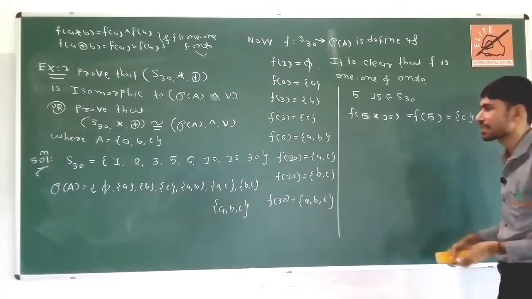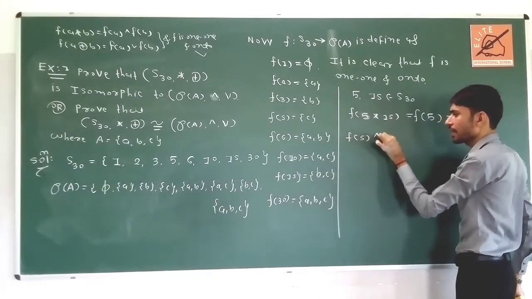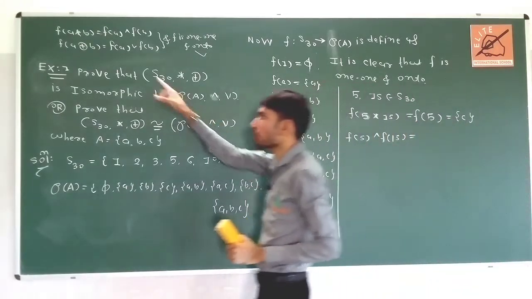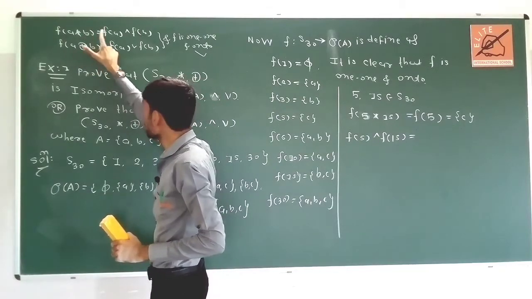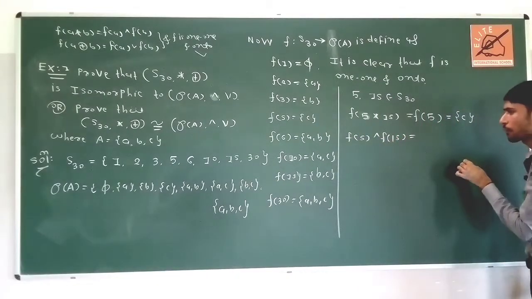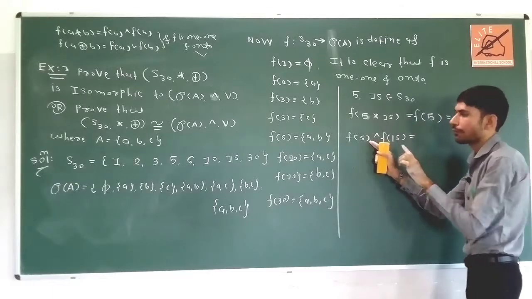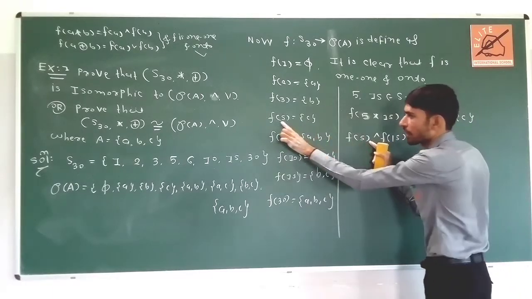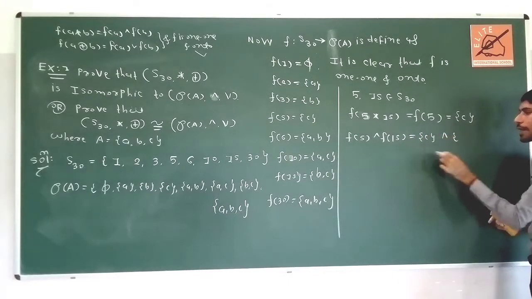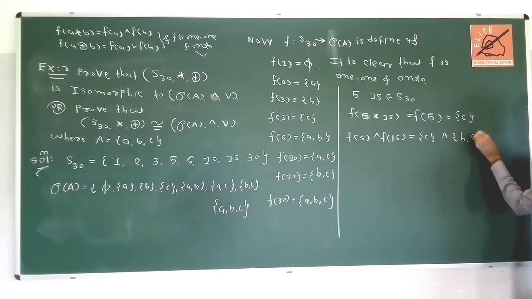Now we obtain the RHS side, meaning we obtain f of 5 meet f of 15. Now we obtain the value of f of a meet f of b. So f of 5 meet f of 15 is equal to, first of all, here we write the value of f of 5. Image of f of 5 is C. Meet. Image of f of 15 is BC.